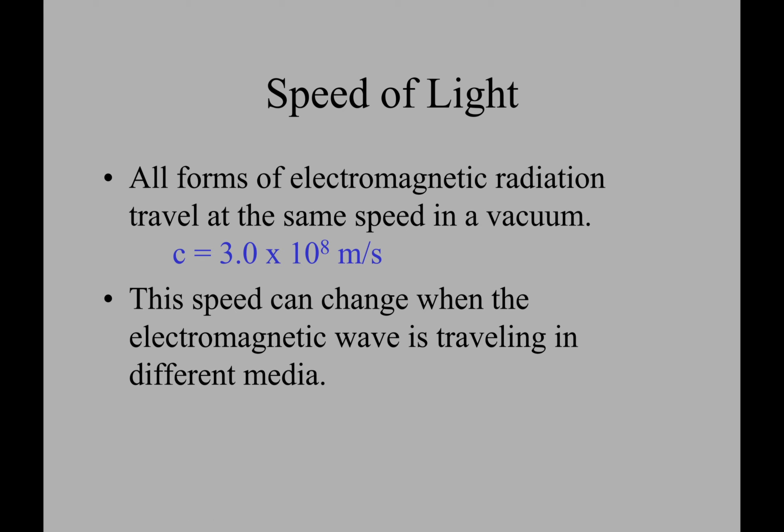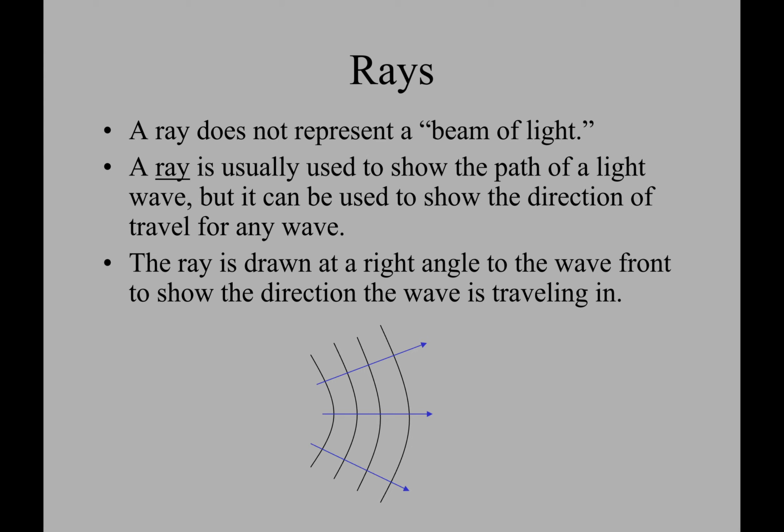Remember that in a vacuum, all light travels at 3 times 10 to the 8th meters per second, but also remember that waves can travel at different speeds when moving through different media. So the speed of light changes if it's moving through glass or air or water. When we do diagrams for light, we typically represent just a ray, but remember that a ray is an indication of the direction that a wave is traveling, and rays are always drawn perpendicular to wave fronts.